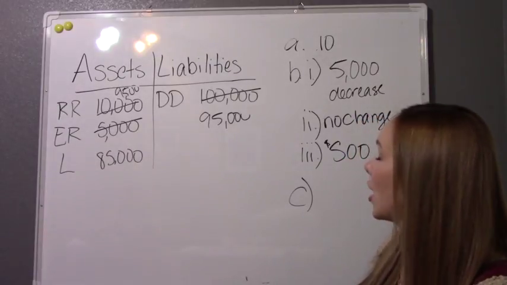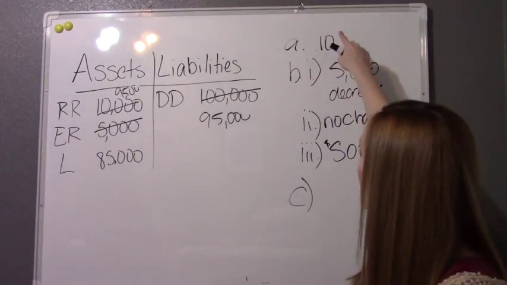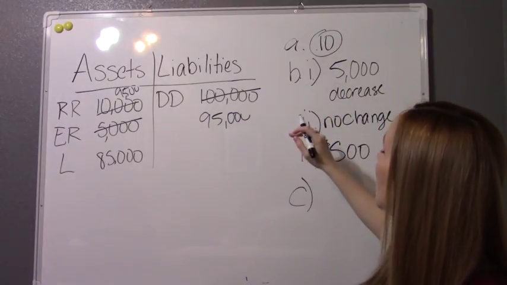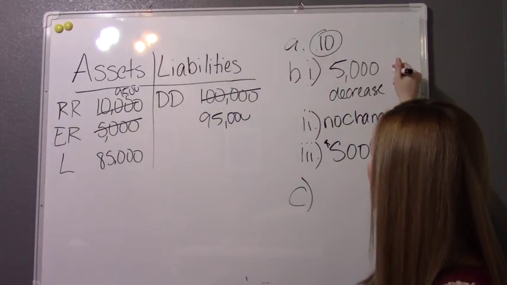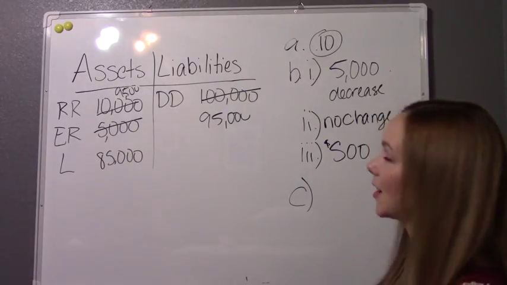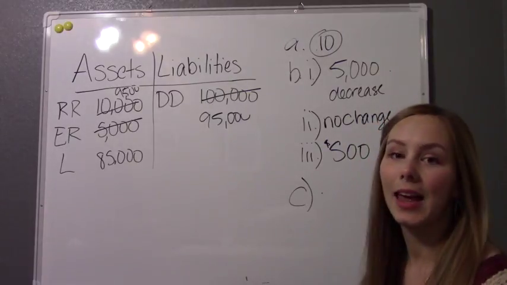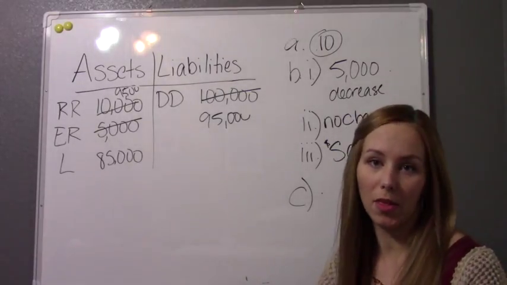To show you how the point value would work, you'd get 1 point for saying 0.10 or 10%, 1 point for the $5,000 decrease, 1 point for no change and an explanation, 1 point for $500, and then 1 point for part C saying that they could borrow money from the Fed or from other banks.